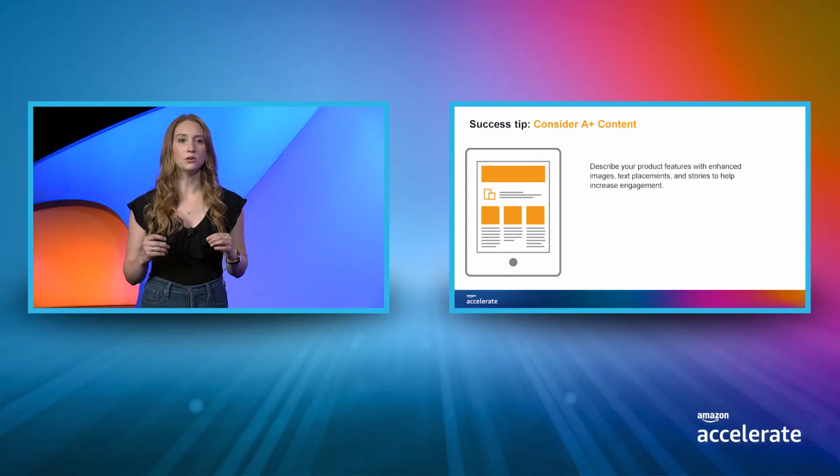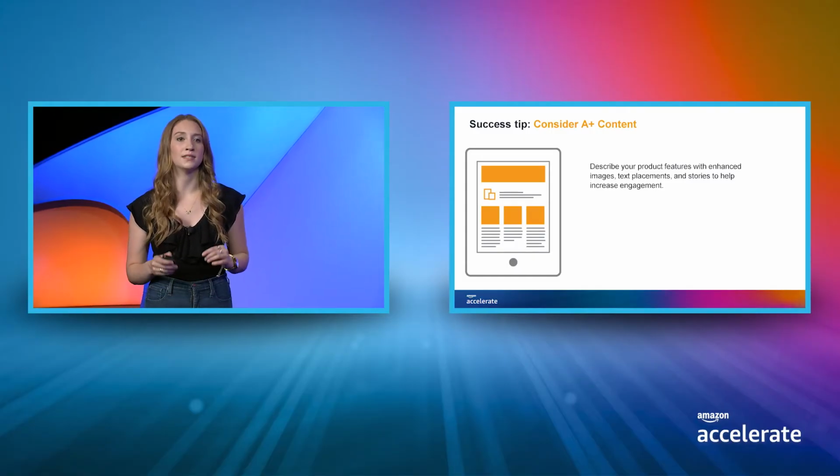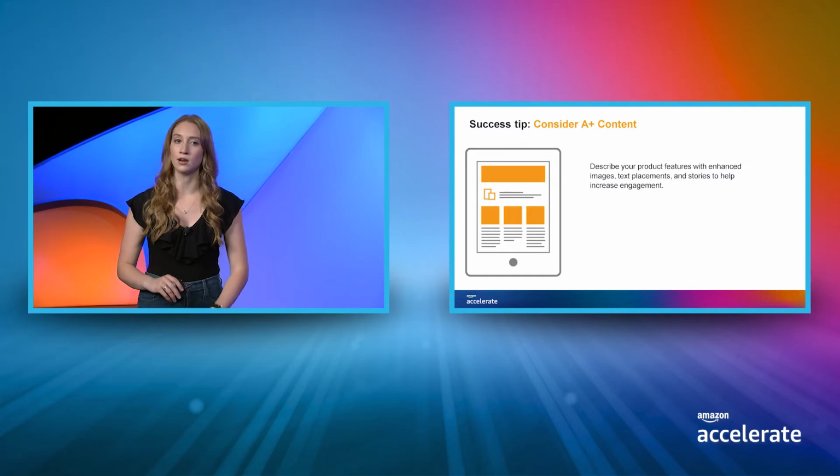So I've just talked about making your product detail page more appealing. And part of that is building out your product description. Now, if you're a brand registered seller or a vendor, you can also use A+ content. This gives you an opportunity to stand out even more from a standard customer experience on your product detail page.